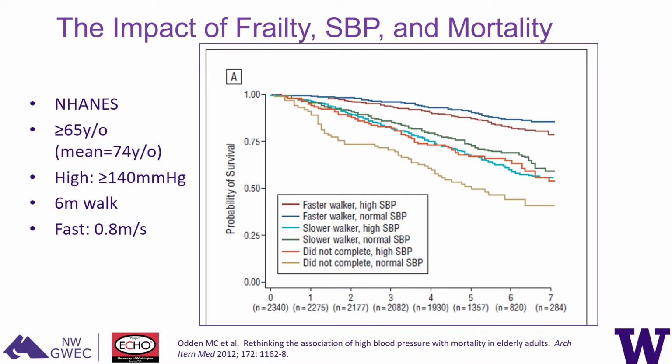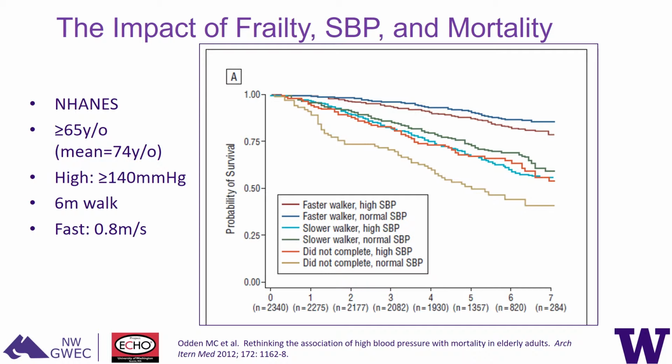People who had high blood pressure were defined as having a systolic blood pressure of 140 and greater. Anyone below that was considered normal. It had data on a 6-minute walk in individuals. They asked these people to perform a 6-minute walk, and they clocked how fast they could walk.